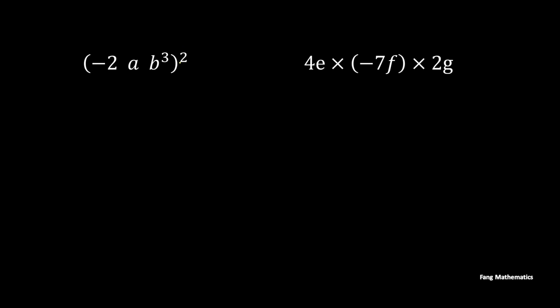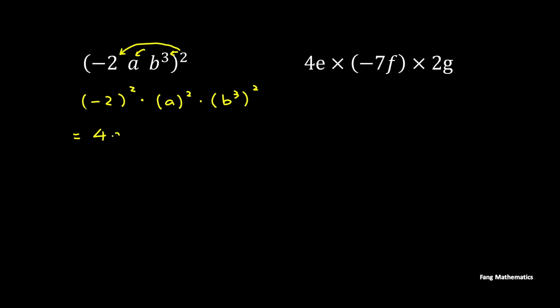So we are to distribute the power 2 to each of the component to remove the parentheses. So minus 2 in parentheses to the power 2 and separated by the multiplication, and you have a, so a to the power 2 and b cubed to the power 2. And let's simplify, starting from the left. Minus 2, everything in parentheses squared should give you 4.